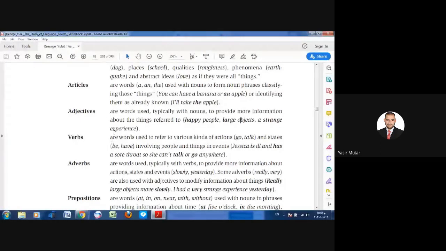Verbs. So what are verbs? Words used to refer to various kinds of actions.